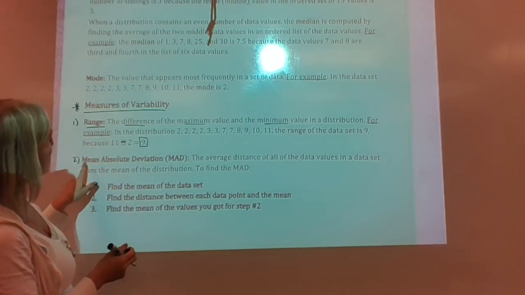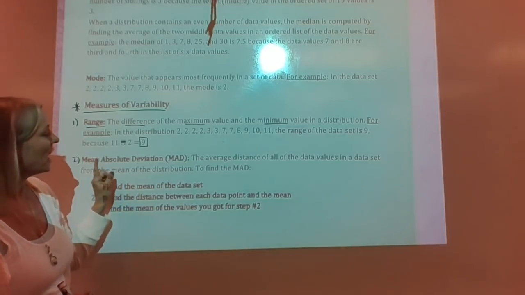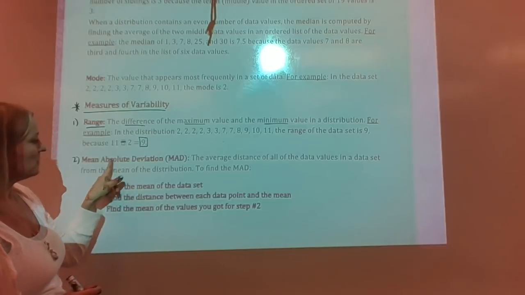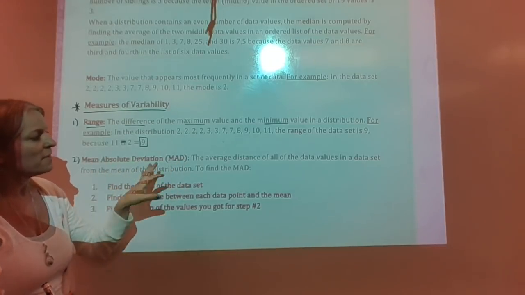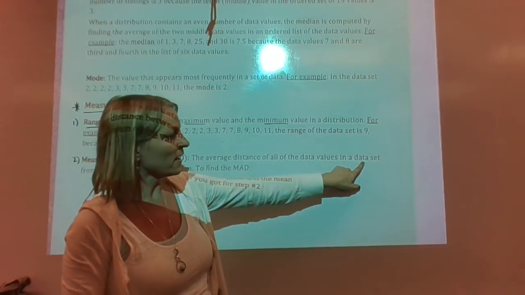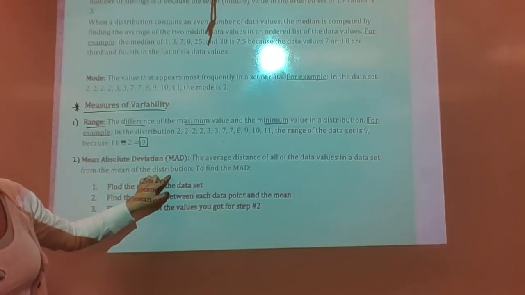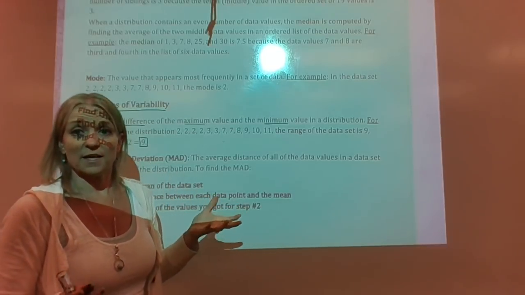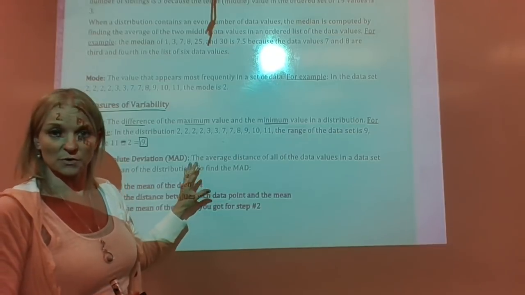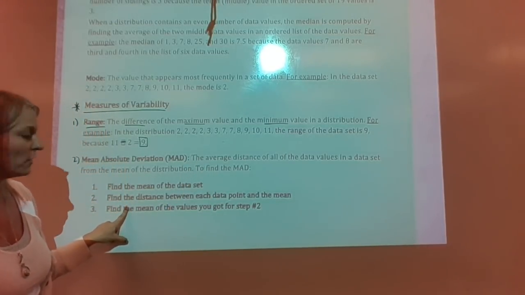Okay, and then we have this thing that you probably haven't heard about. It's called the mean absolute deviation, or for short, we'll call that MAD, M-A-D, okay? The MAD gives you the average distance of all the data values in a data set from the mean of the distribution. Sounds kind of fancy, I know. It's not difficult to calculate, but it is a little tedious, so we gotta be careful. So here's how it works. This is step by step how you figure it out.